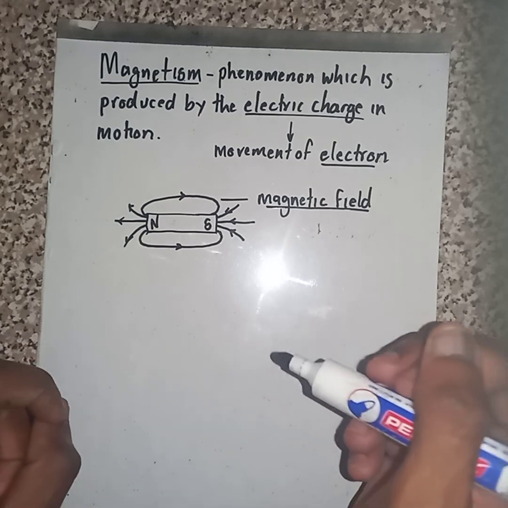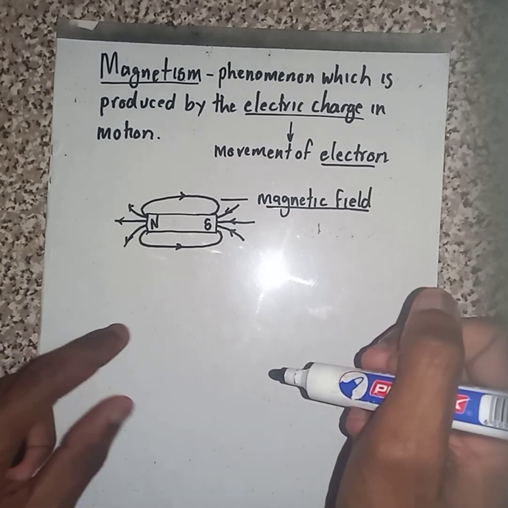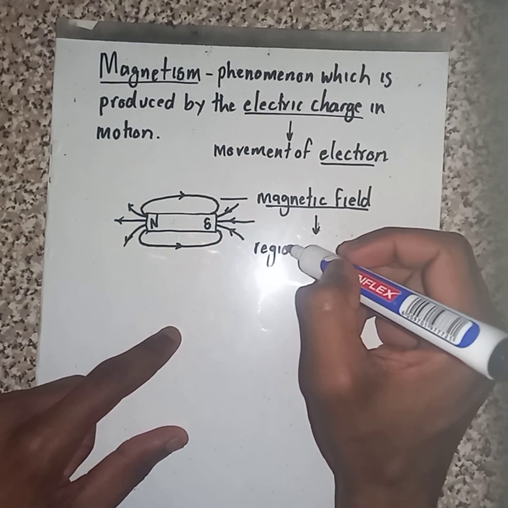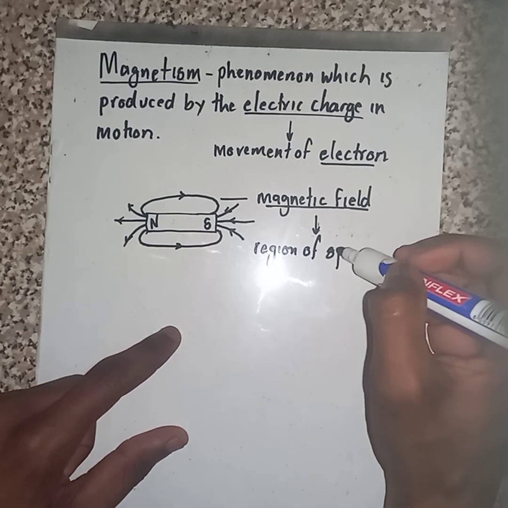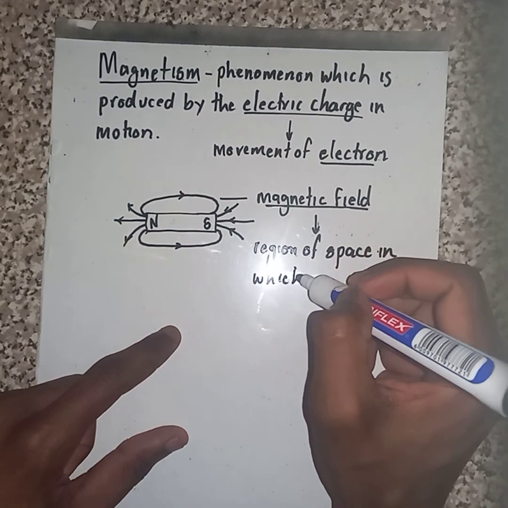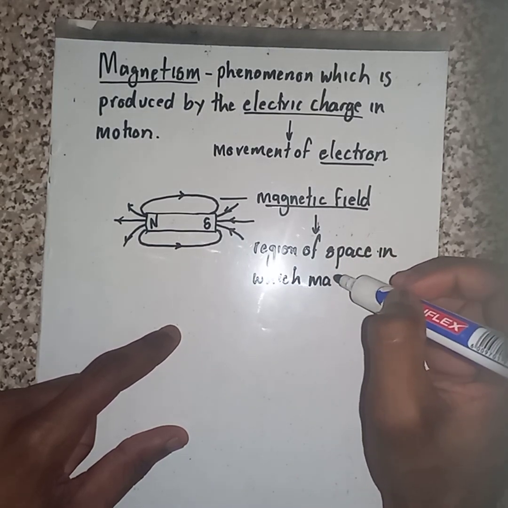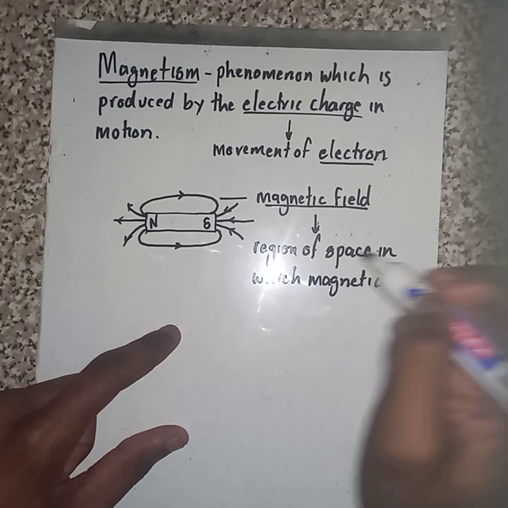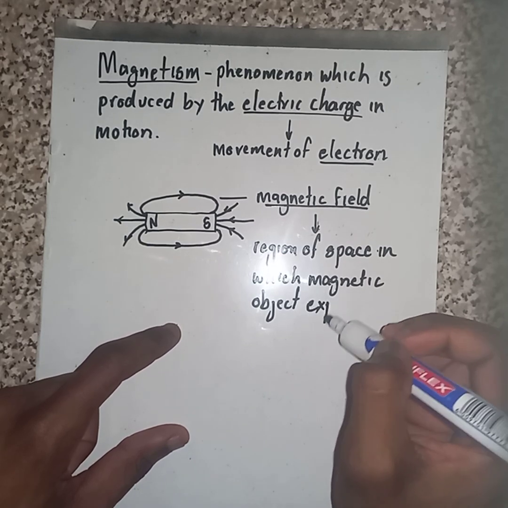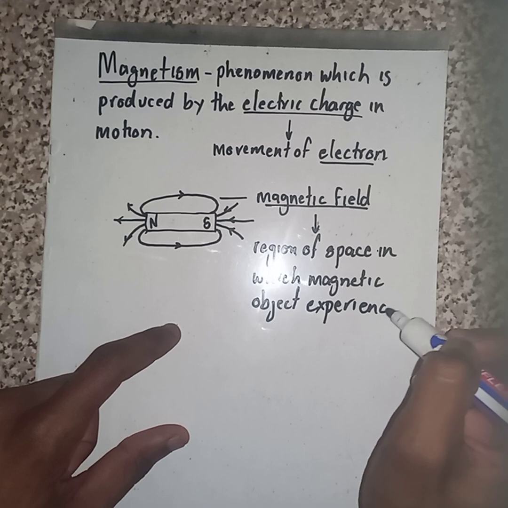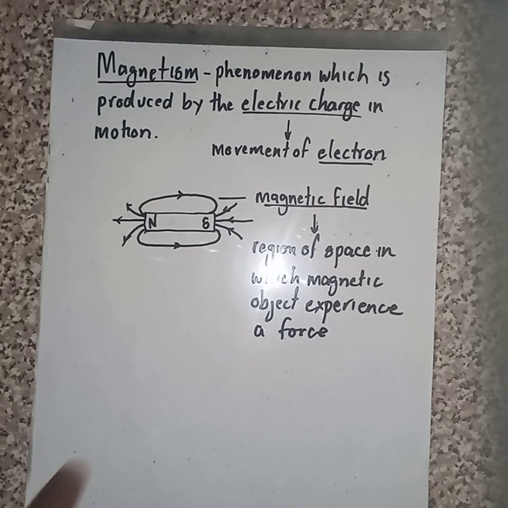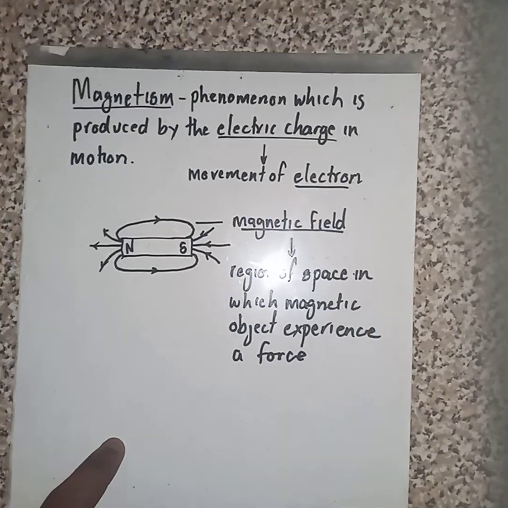Then what do we mean by the term magnetic field? It's a region of space in which magnetic objects experience a force. You see? Sorry, I hope you can see.